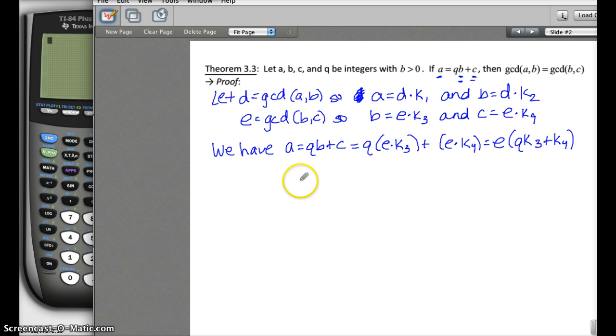So what does this tell us? Now A is equal to E times some integer. A sum of integers is still an integer. This means that E divides A.